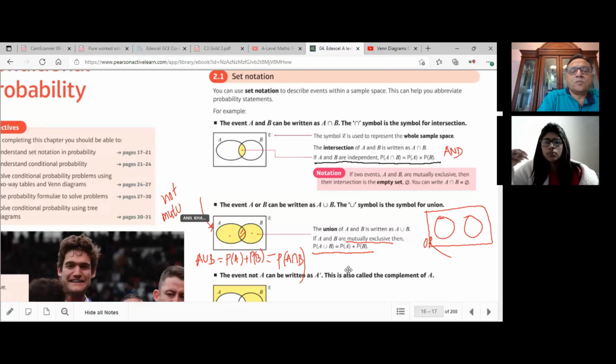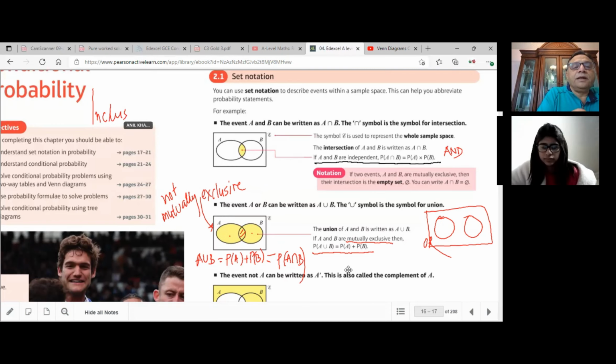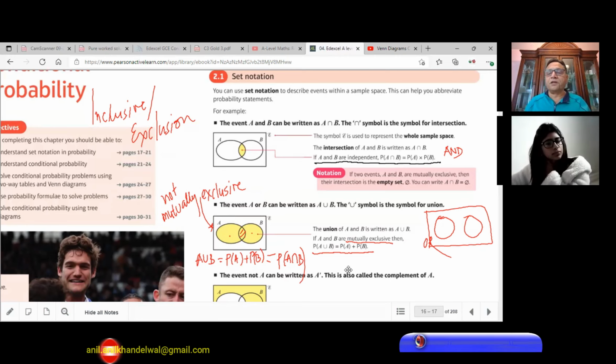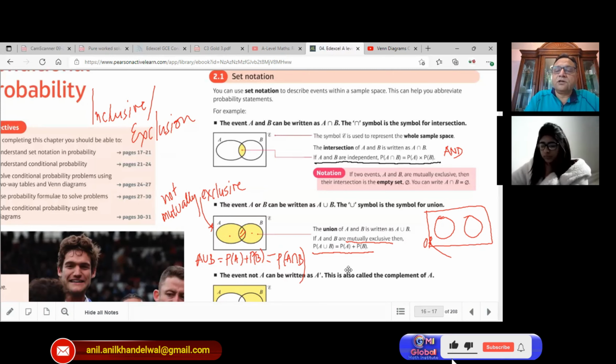So if it's not mutually exclusive, to find the union we have to take away the common area, right? We also call this inclusion-exclusion. Whatever is included in both has to be excluded. Either way, you should try to remember this, correct? So that is how it is.